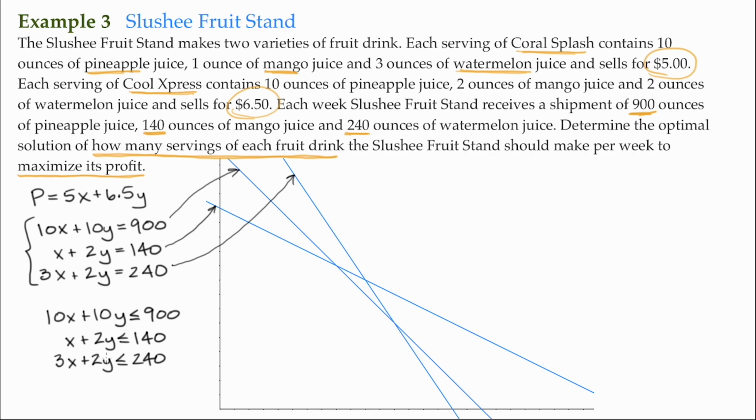Then we'll put in two other inequalities: x is greater than or equal to 0, and y is greater than or equal to 0. The reason we do that is, don't forget that Coral Splash is x and Cool Express is y. We can't have less than 0 Cool Expresses or Coral Splashes. So we have to make sure that we note that in our constraints. And that's exactly what the system of inequalities is. I'm just going to write it in right here.